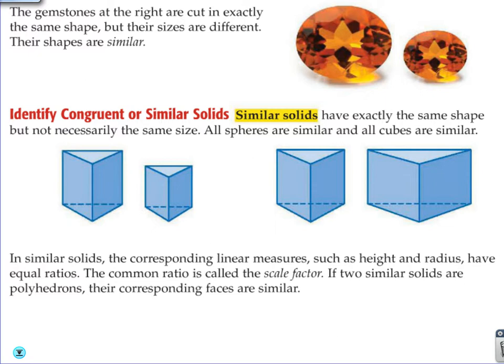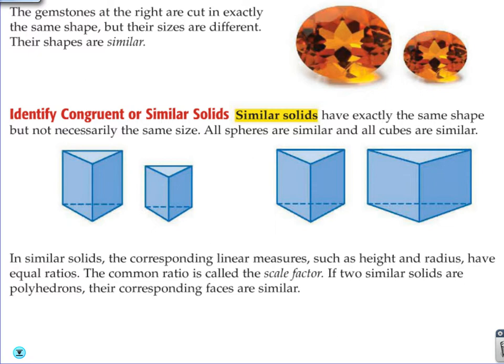Identify congruent or similar solids. Similar solids have exactly the same shape, but not necessarily the same size. All spheres, think about that. All spheres and all cubes are similar. Take any ball, no matter how big it is, scale it down, they're similar. Okay, they're still a ball.